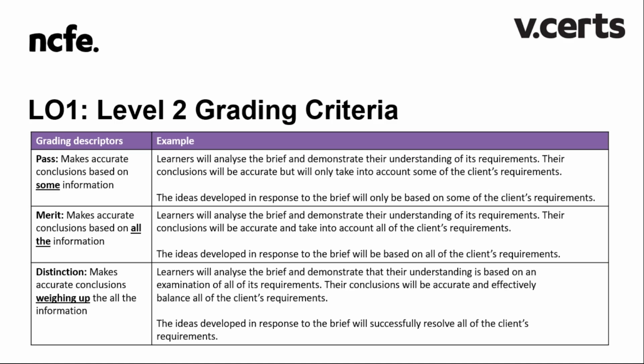And then for a distinction, what we'd be looking for is weighing up. So we'd be looking for some evaluation here of the information that's being provided. So some information for a pass, all for a merit, and then some evaluation of that evidence for a distinction. And that's at level 2 here.